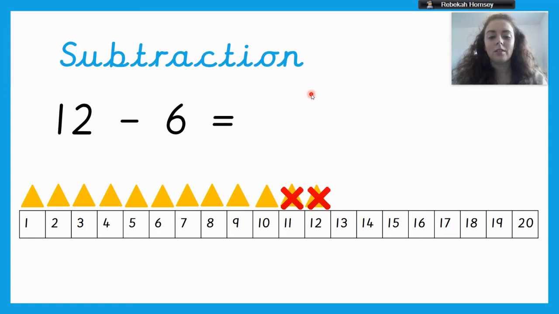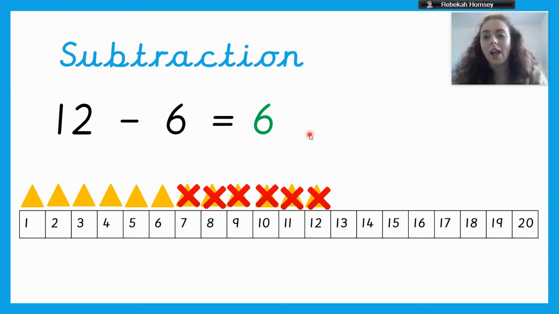1, 2, 3, 4, 5, 6. I've taken away my 6 triangles. Have you taken away 6 at home? Super. Let's count what's left. 1, 2, 3, 4, 5, 6. My answer is 6. That's great. Well done. We'll do one last one to practice and then I'll tell you what your activity for today will be.